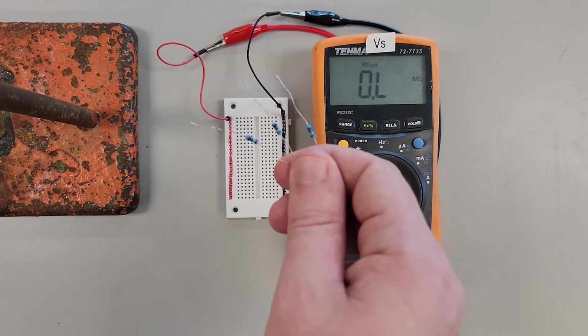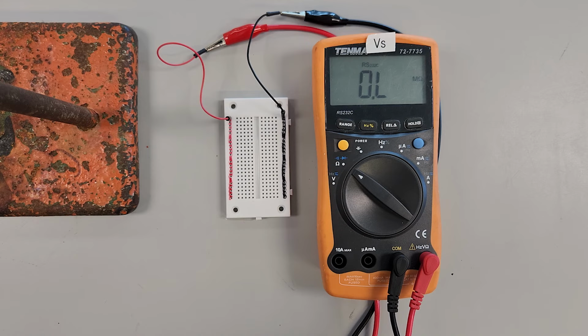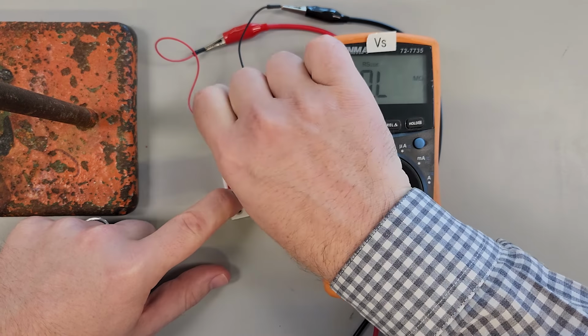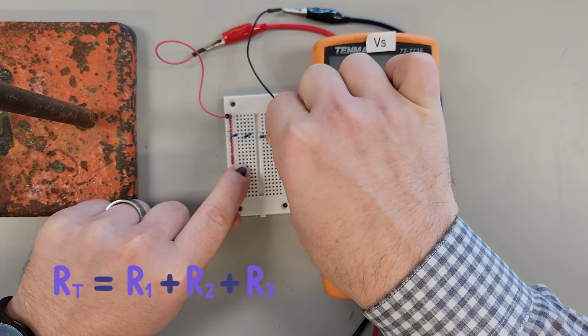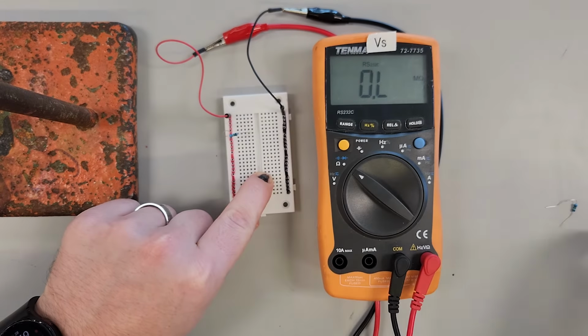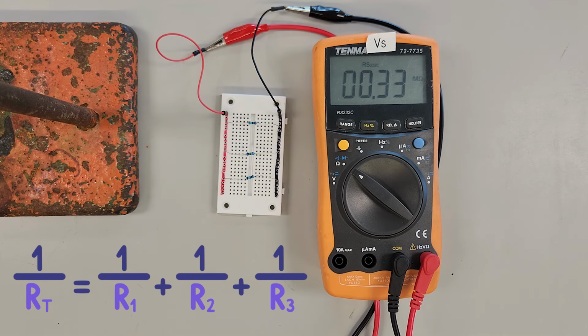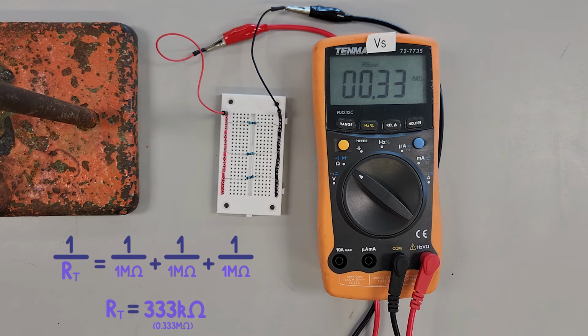I have here three 1 million ohm resistors, a breadboard to connect them, and a multimeter to measure their resistance. When combined in series, resistances add together, giving a combined resistance of 3 million ohms. When combined in parallel, the inverse of the combined resistance is equal to the sum of the inversed resistances, giving a combined resistance of 333,000 ohms.